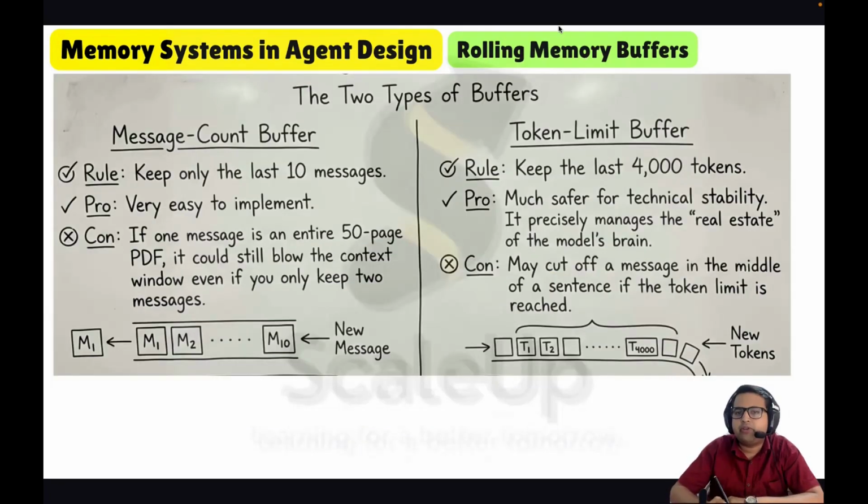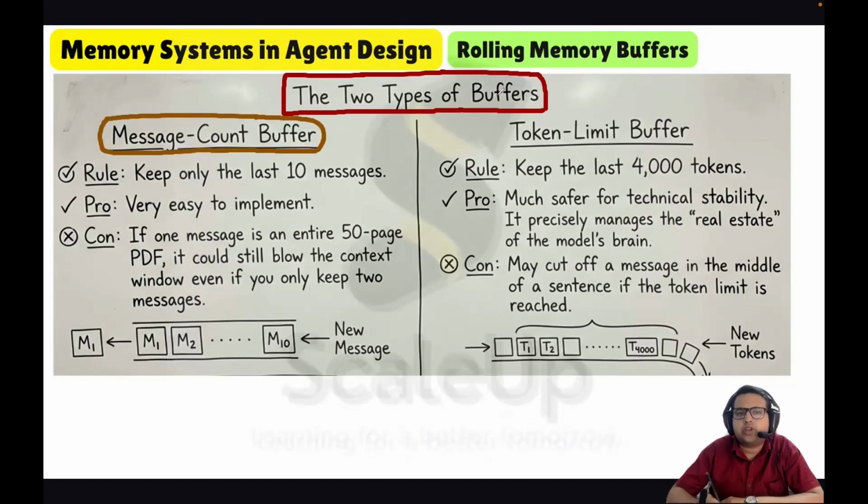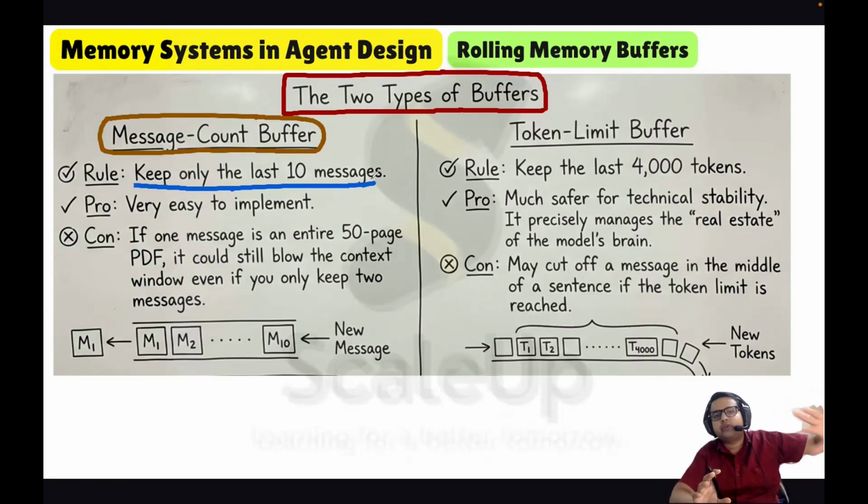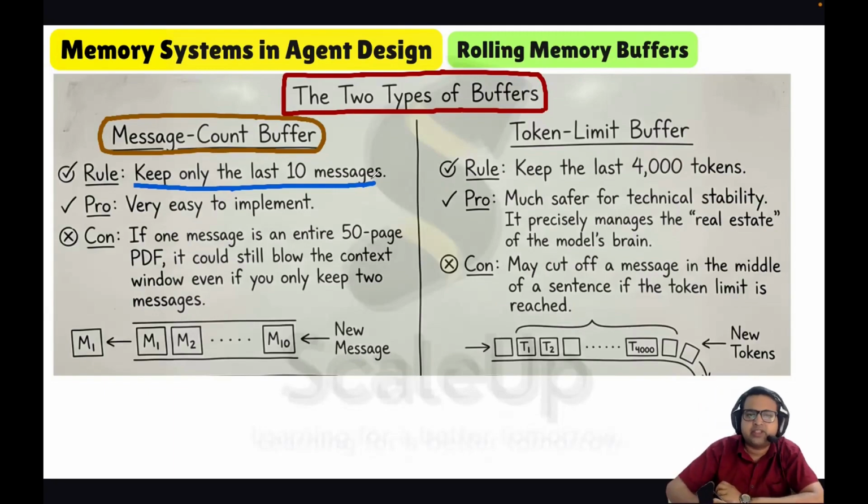So in rolling memory buffers, we can make use of two types of buffers. The first one is the message count buffer. In the message count buffer, the rule is to just keep only the last 10 messages. The latest 10 messages, we just have to keep, and all the old messages we will delete from the buffer. So in the message count buffer, we are counting the number of messages, and based on that, we are deciding when to flush out the old messages. And the message count buffer is very easy to implement.